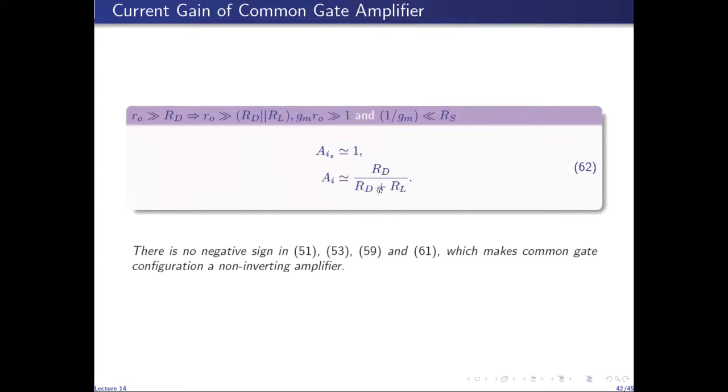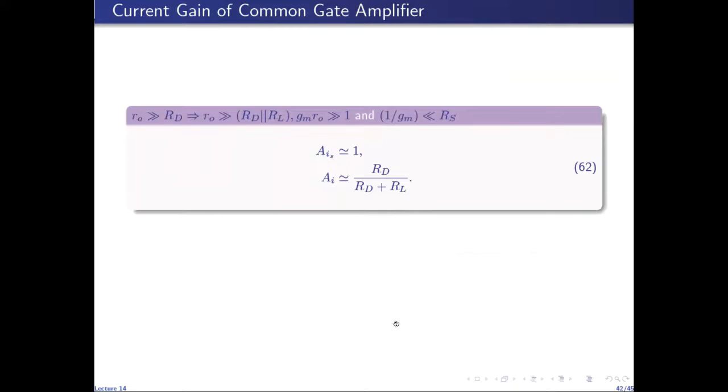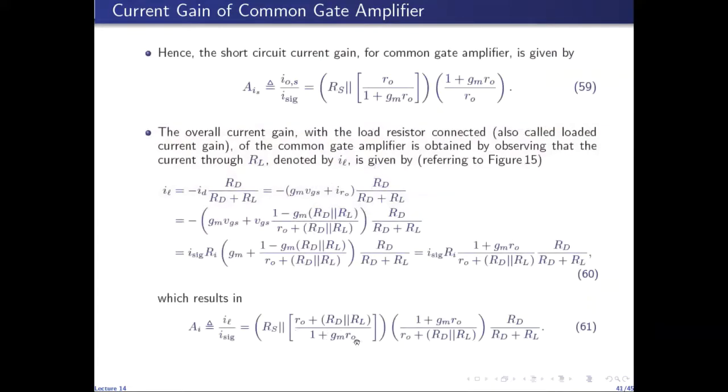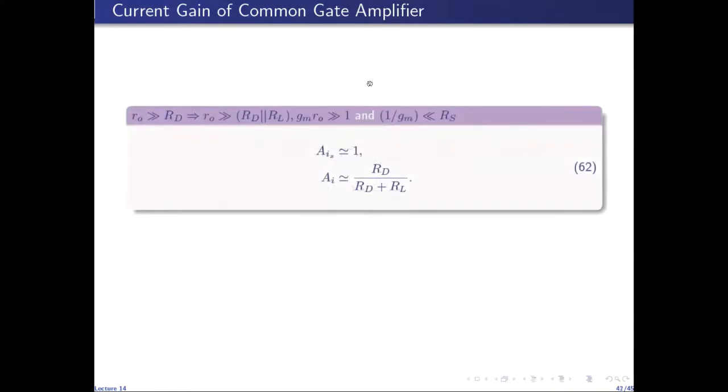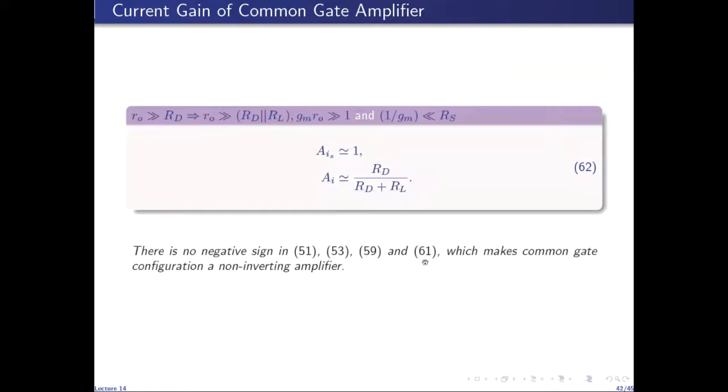So you can see that in 61 and in 59, this is the expression for loaded current gain, this is the expression for short circuit current gain, this is the expression for overall voltage gain, and this is the expression for open circuit voltage gain of the common gate amplifier. In all of these expressions, there is no negative sign, which indicates that the common gate configuration is a non-inverting amplifier.